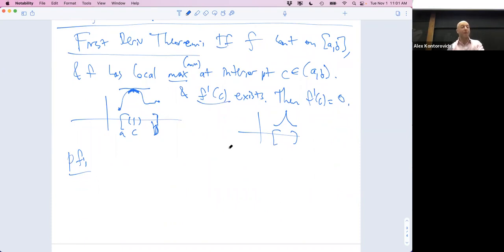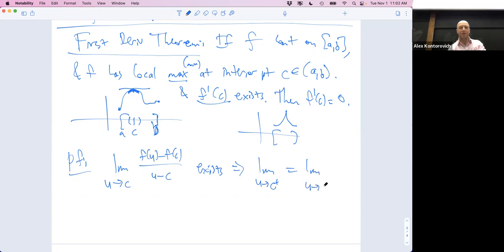Okay, so let's think about what it means for f prime of c to exist. That means that the limit as x goes to c of f of x minus f of c over, should I not call it x? You guys get confused when I call these x. Let's call this u. u minus c, this exists. And what does it mean for a limit to exist? It means that the limit from the left exists and agrees with the limit from the right.